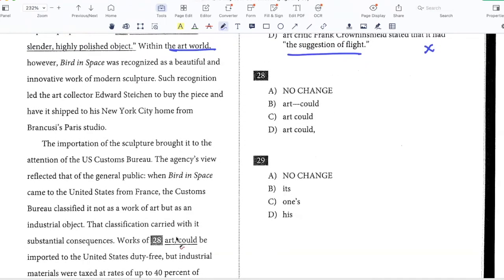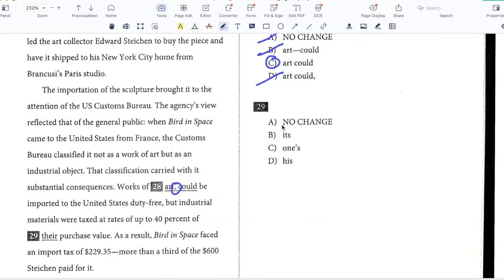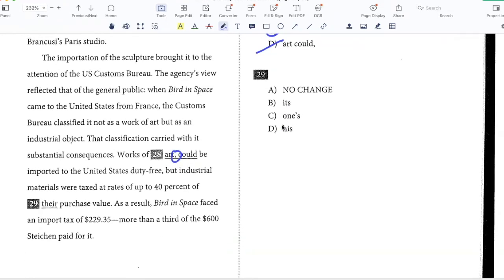Okay, so this comma here is clearly wrong because this is the subject and this is the verb. So you can't have a comma between the subject and verb. So the best answer would be C. I cannot use a comma, can't use a dash, and no comma after could. So simply, works of art could be imported, but industrial materials were taxed at rates of up to 40% of their purchase value.